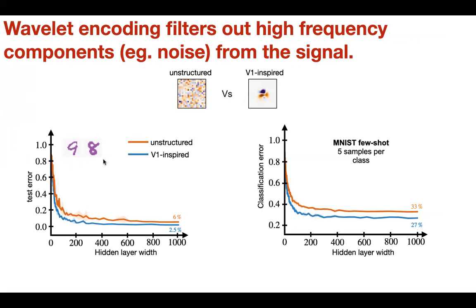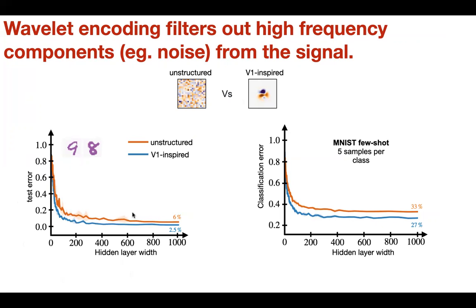And so on the left, we show the performance on an MNIST example. On the x-axis, it's your hidden layer width, and on the y-axis, it's your test error. And so here, we can see that the blue curve is lower than the orange curve. And what that means is that for the same number of hidden neurons, you're able to perform much better compared to these unstructured weights.